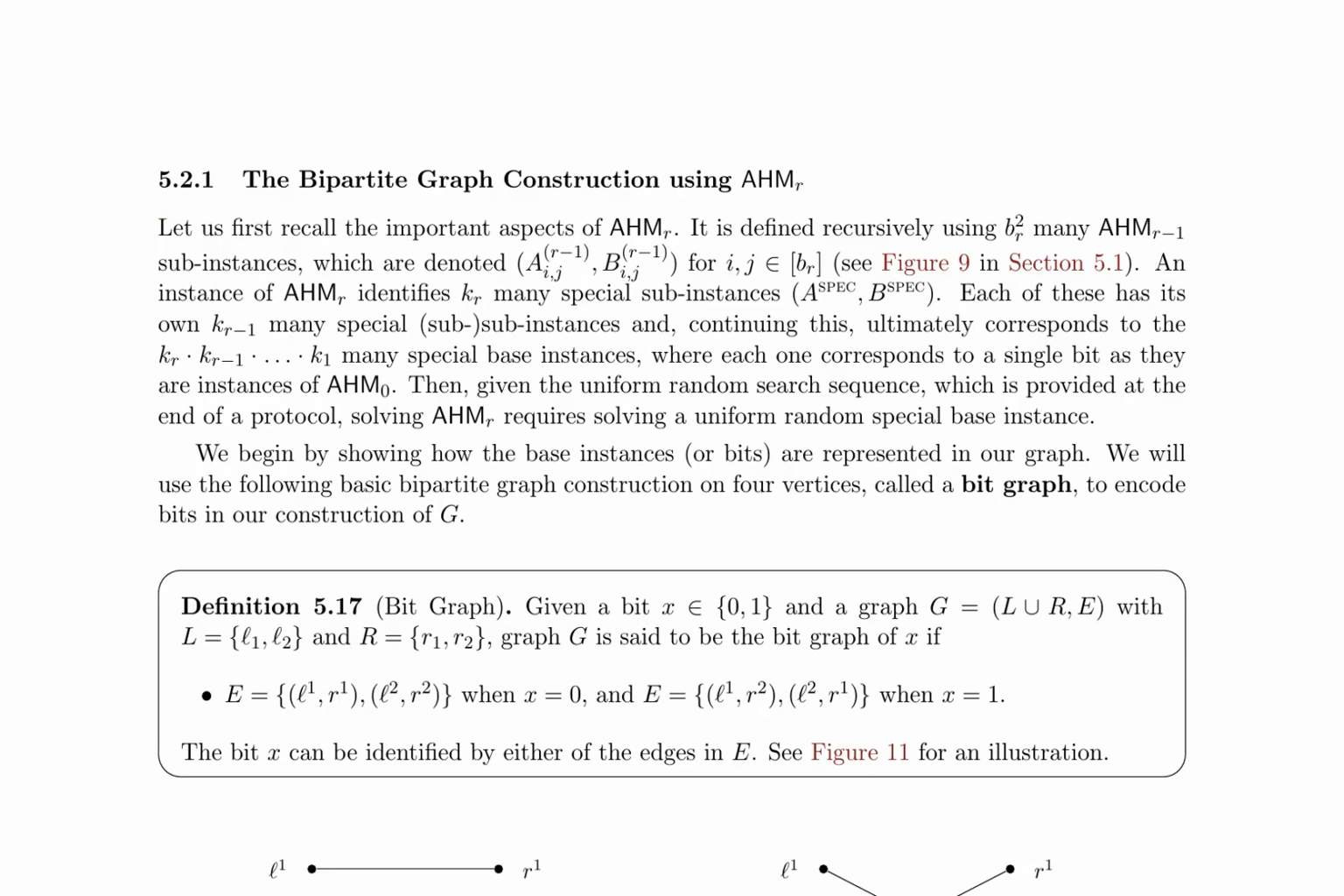The augmented hidden matching, AHM, problem is defined recursively, comprising multiple subinstances denoted as A_{R-1}^{i,j}, B_{R-1}^{i,j}, for i, j in [B_R]. Each subinstance corresponds to a single bit and has its own special subinstances. The goal is to solve the AHM problem by solving a uniform random special base instance.